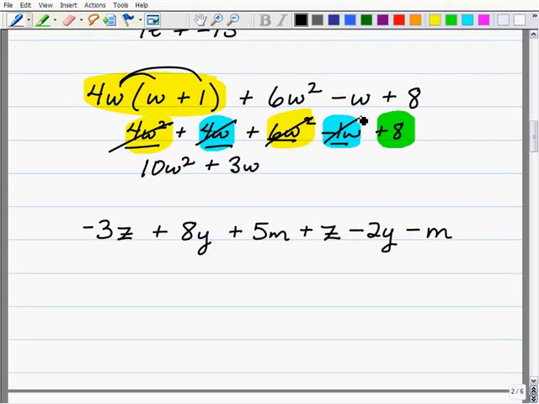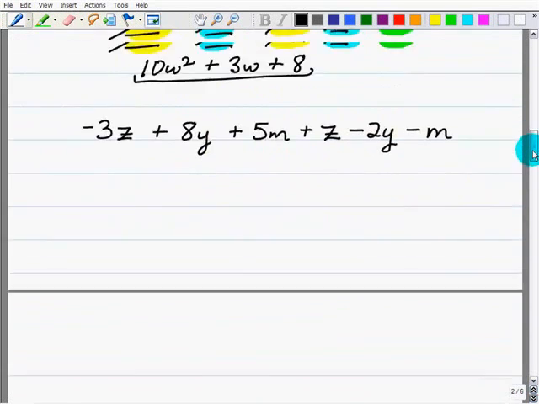Remember, adding the coefficients, it's going to be 3w. All right. And then I'm just simply going to add in my constant. So I have 10w squared plus 3w plus 8. I could have written 3w plus 10w squared plus 8. It wouldn't be wrong, but typically we write the highest power first.